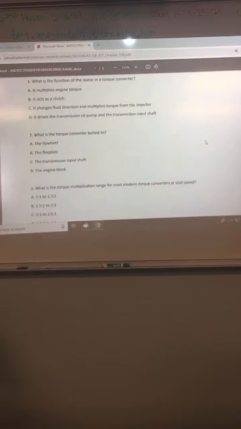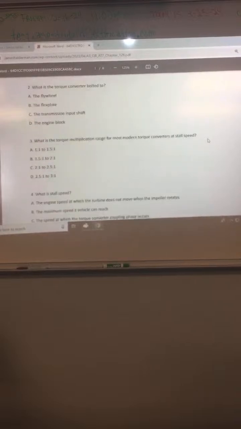Right answer, so you know which one's the right answer. Okay? Number 2, what is the torque converter bolted to? Flex plate. B? Yeah. What'd you get? Didn't get anything? No. It is B.